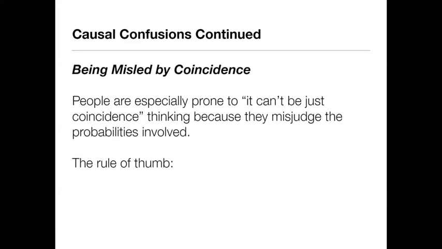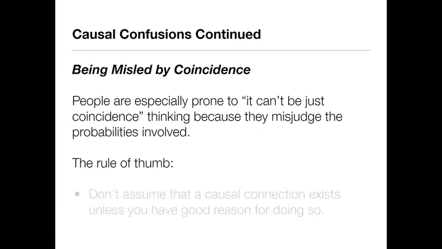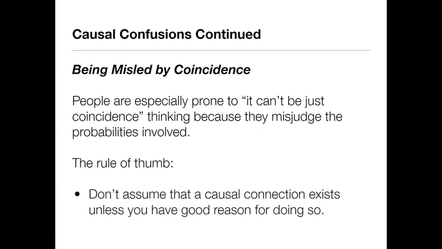And again, coincidences. People are especially prone to saying something like, it just can't be a coincidence, because they misjudge the probabilities involved. So I think a good rule of thumb is in the book. Let's not assume that a causal connection exists unless we have good reasons or evidence for doing so.